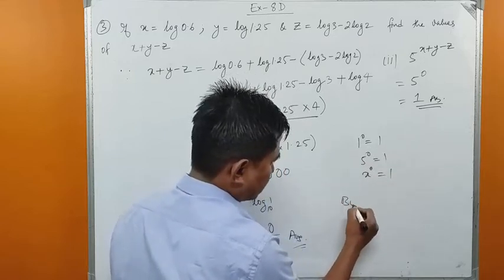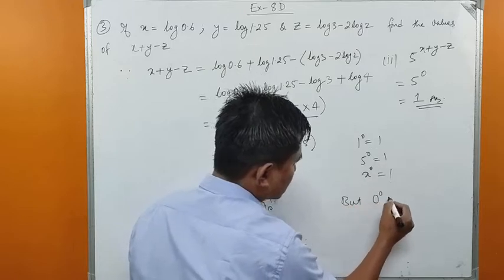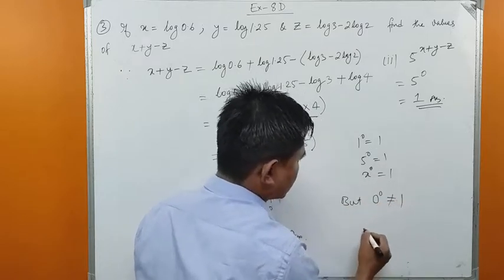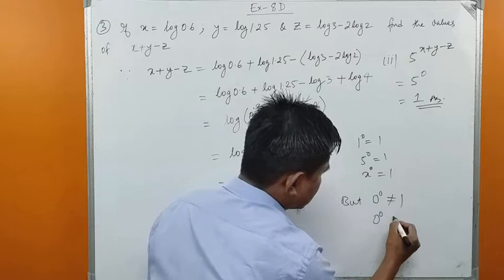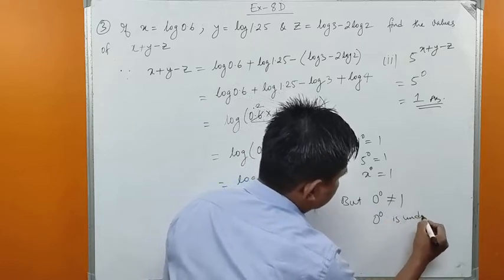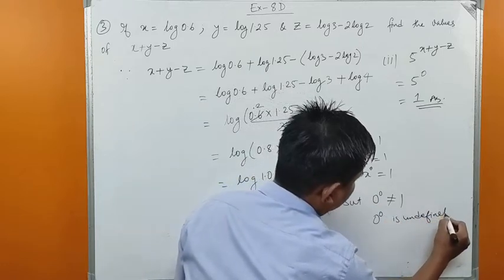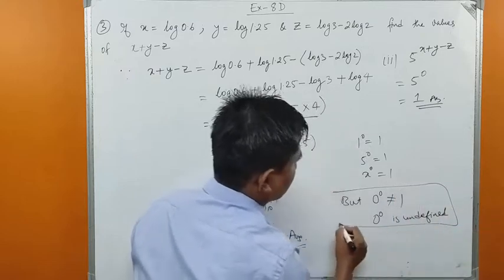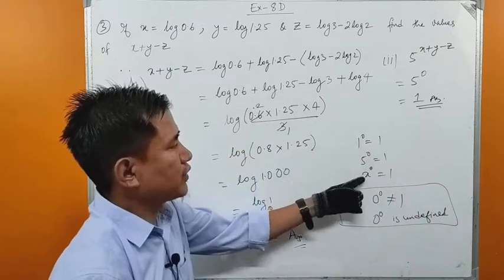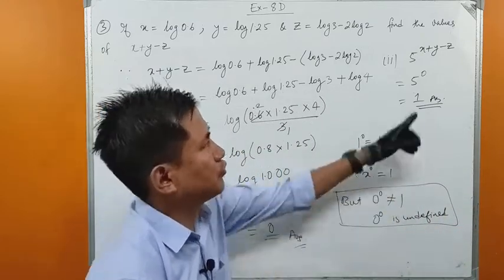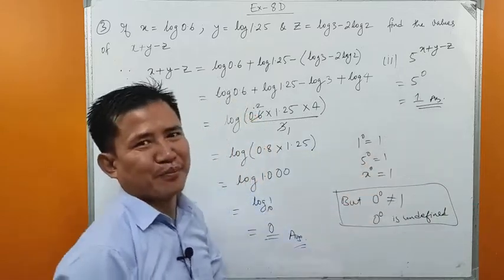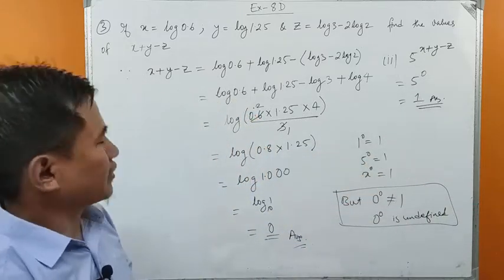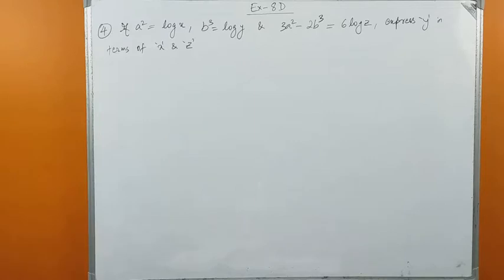But please remember, 0 to the power 0 is not equal to 1. 0 to the power 0 is undefined. Other than this case, any number raised to power 0 is always 1. So 5 to the power 0 is 1. I hope you got this. Now let us move on to the next question. Now let us do question number 4.